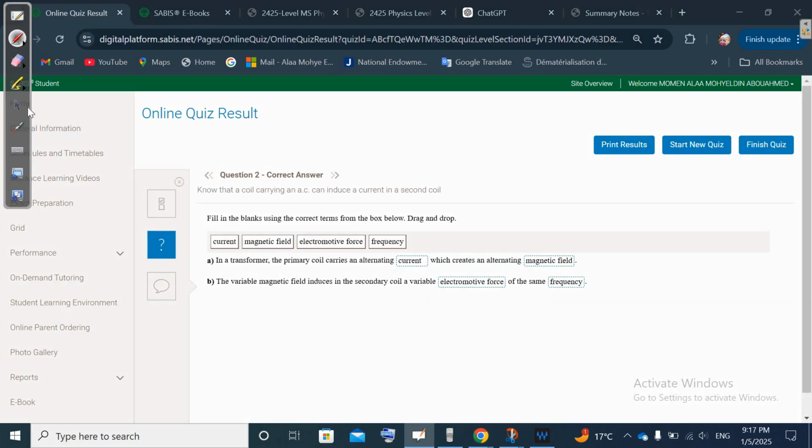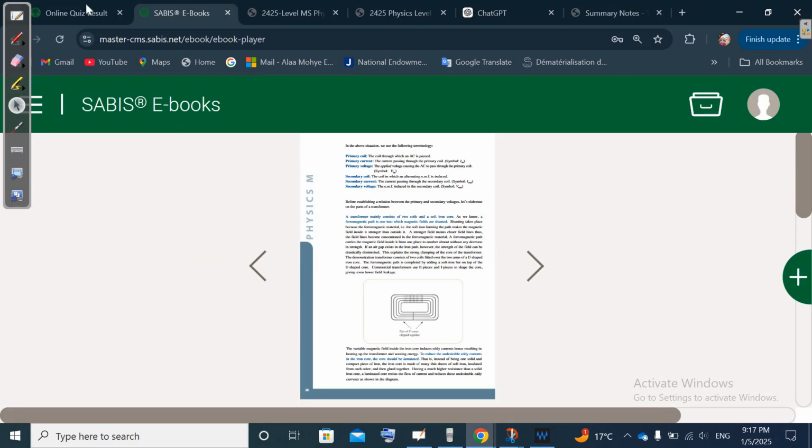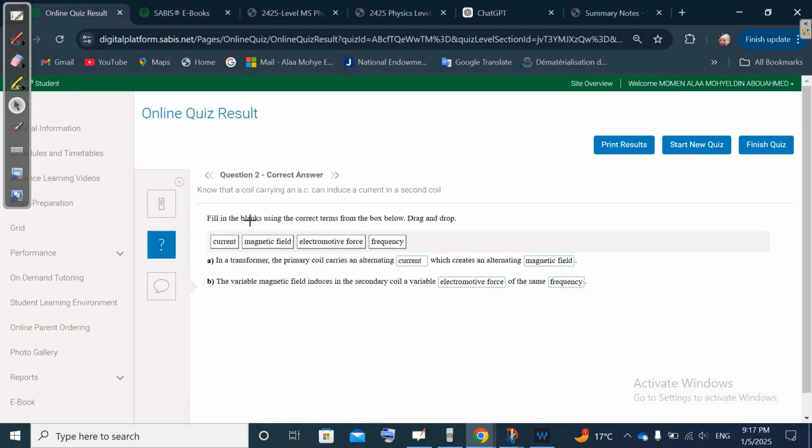Please do read the book. It's not that much. Just make sure to read the book.